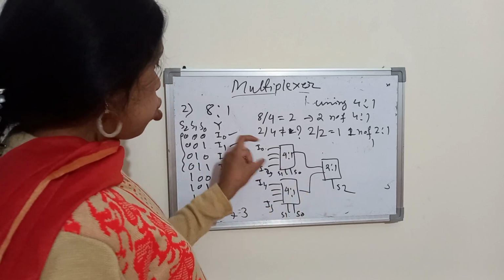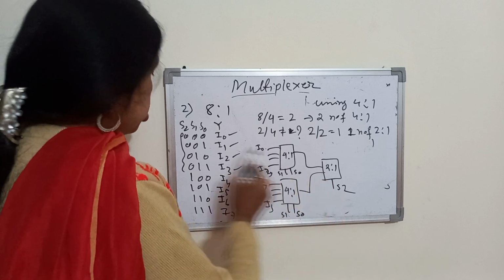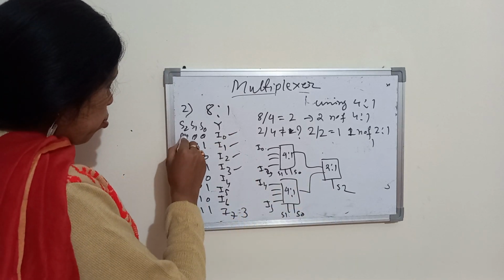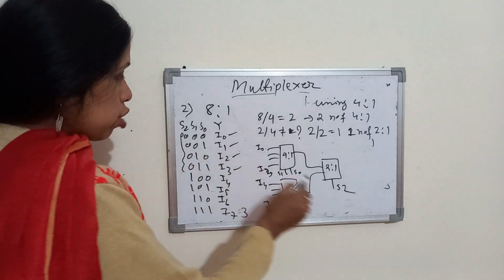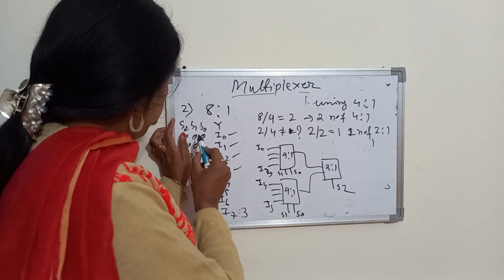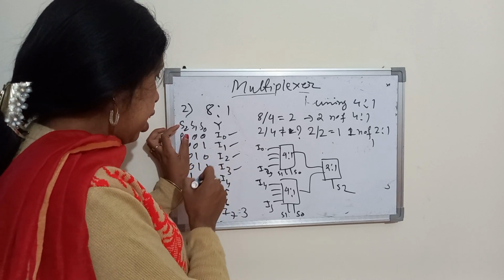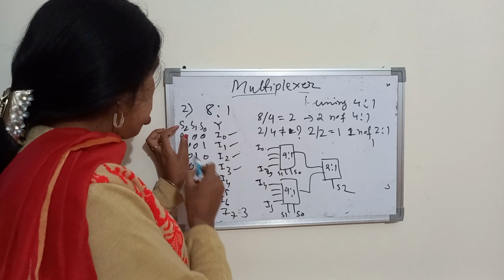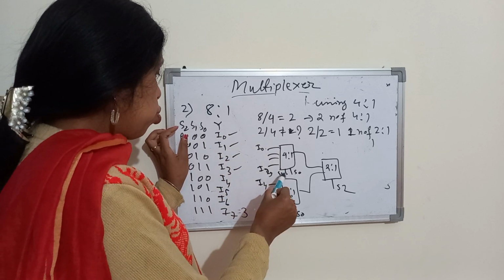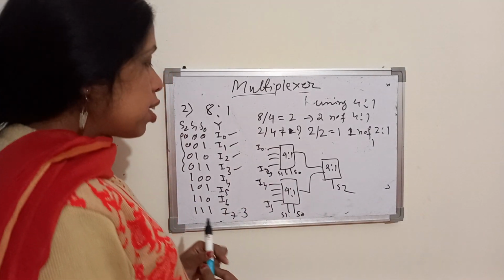So if S is 0 0, 4 inputs will come here, when my S2 is 0. So S2 here I put. Now if we remove this one, you can see 0 0, 0 1, 1 0, 1 1, then these 4 will be selected at a time. So on the left hand side I will put S1 and on the right hand side I will put S0. Okay, I think it is clear.